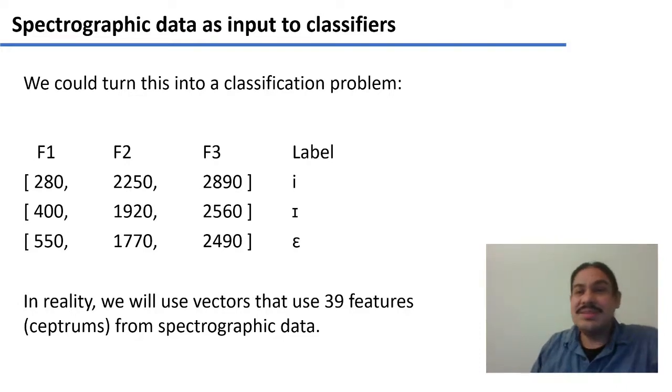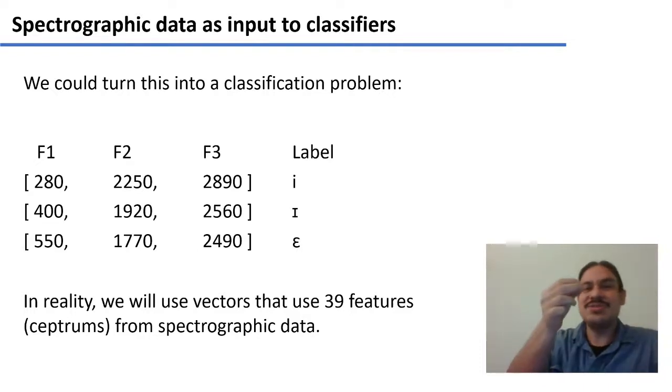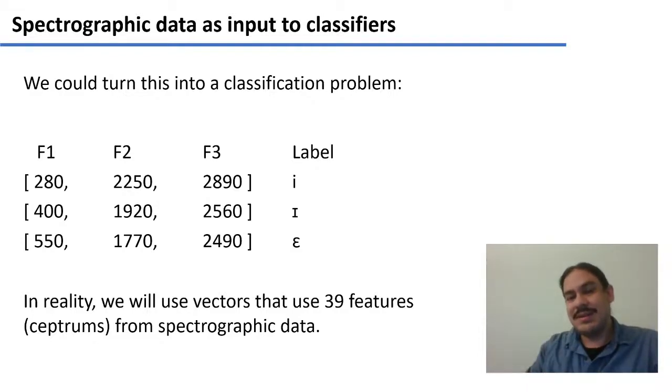By the way, many contemporary systems actually take not three features, but 39 features. Different measurements of energy throughout each point. It's at 12 points, and it measures the velocity of change of the energy, the acceleration, and so forth. But we use these spectrographic features to then get a label for what sound that energy might be representing.